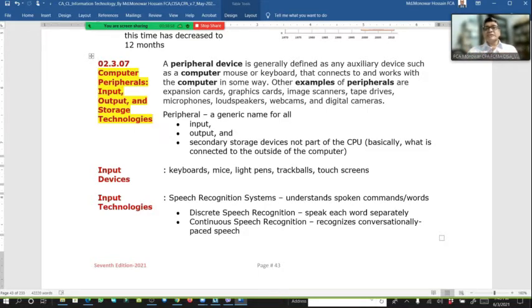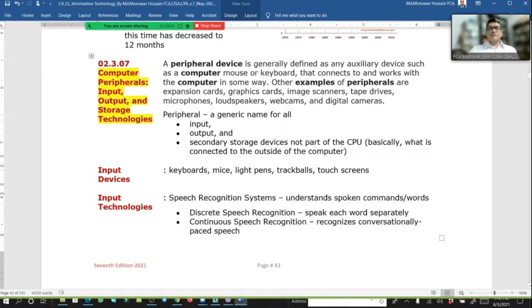So here, the keyboard and mouse connect to and work with the computer in some way. Other examples of peripherals are expansion cards, that means where we extend, also graphics card, image scanner, tab device, microphone, loudspeaker, webcam, and digital camera. All are peripheral devices. Peripheral is a general name. It can be input, output, storage, etc.